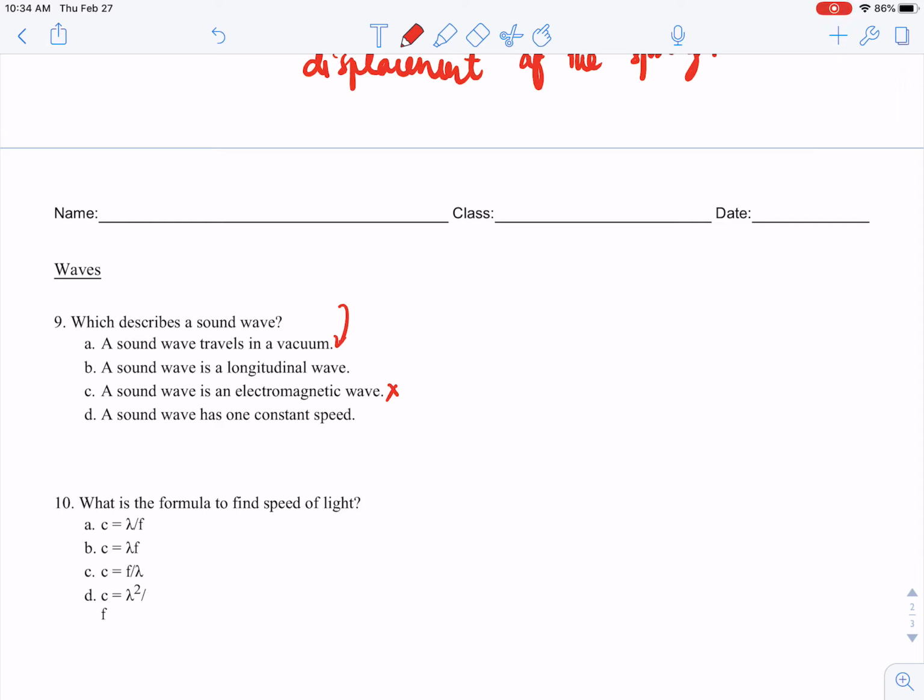A sound wave has one constant speed. No, not really. It's not like the speed of light, which is 3 times 10 to the 8 meters per second. A sound wave is a longitudinal wave. This is the best answer.